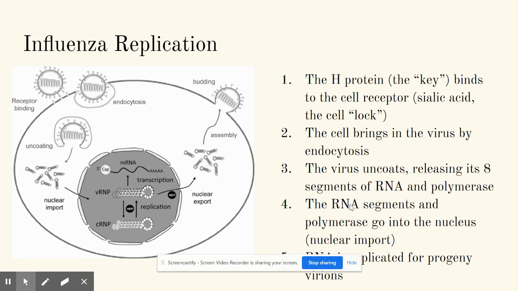RNA is replicated for progeny virions. So I might make a separate video of this, but basically the virus's polymerase takes the negative sense RNA, makes a positive sense copy, and then it makes a negative sense copy to make more viral genomes. And remember, it's got 8 separate segments of RNA, and we're making a lot more than just one virus, so it's going to be copying a lot of RNA.